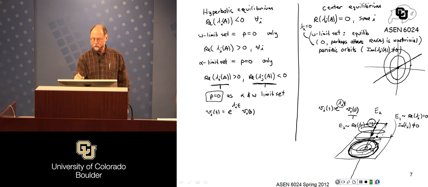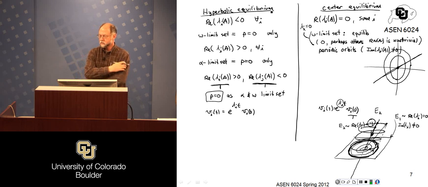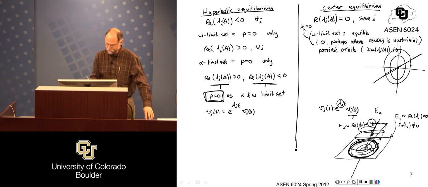Okay, so we're going to come back later to the reason that we split these two things into separate pieces. I guess one obvious reason here is in the hyperbolic case, the limit sets are really simple. There's just one point in the limit set. In the center equilibrium case, the limit sets can be more complicated. They can be these lines or they can be these closed orbits. But we'll come back to that stuff later.